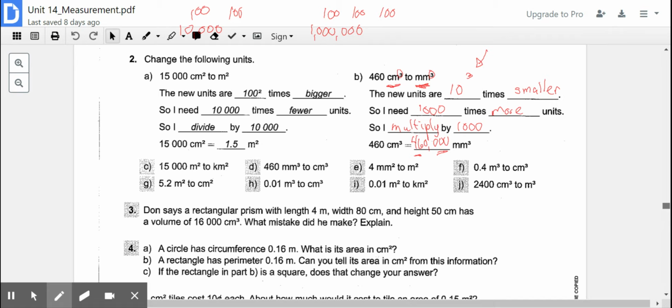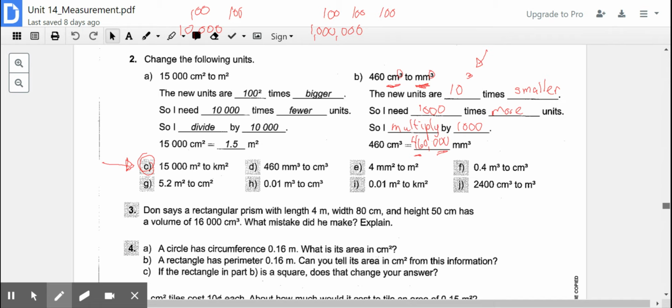What I'd like you to do is, in your math coil bound notebook, try these conversions here: C, D, E, F, G, H, I, and J. So those ones will give you conversions between units, smaller to larger or larger to smaller. We'll do one more together, and I'll just do it in the margin here. We'll do this one here.